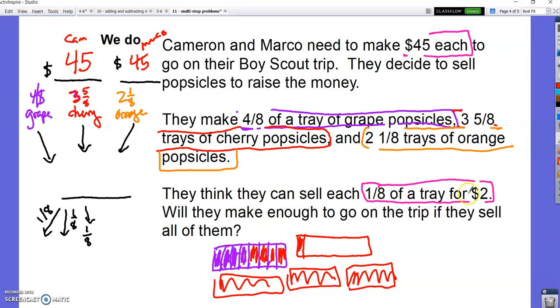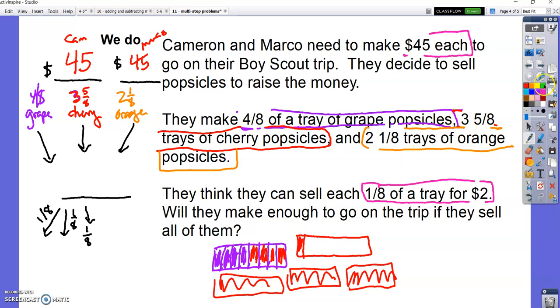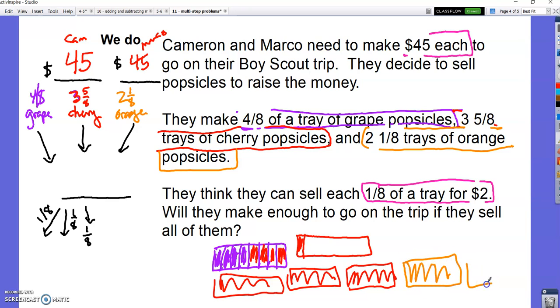5. Did I do that right? 4/8, 3 5/8. Yes, I did. And then 2 1/8 orange. 1, 2, and 1 more eighth of orange, and boom, there's my popsicles.